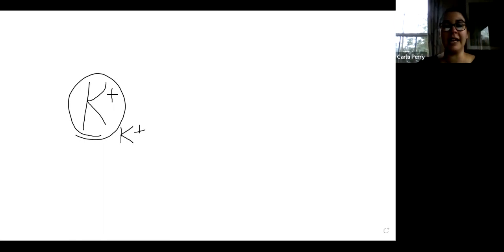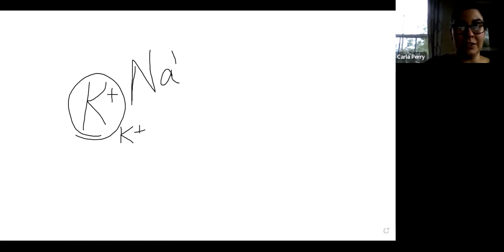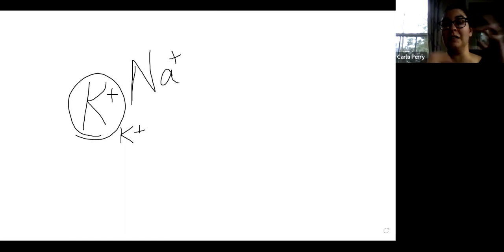And I'll remind you that the inside of our cell has a high concentration of potassium ions. You can see that I drew it here with a large K inside the cell compared to a small k outside the cell. So that means that the intracellular fluid has a higher concentration of potassium ions compared to the extracellular fluid.